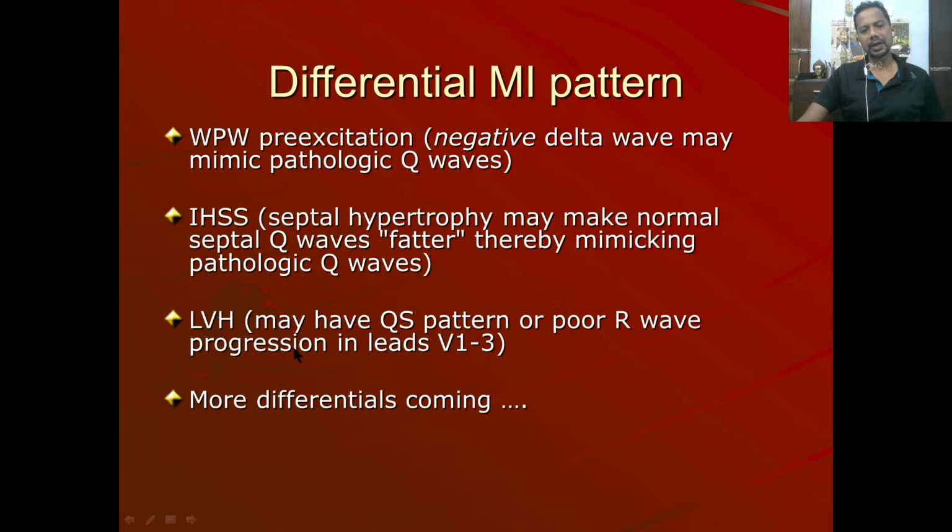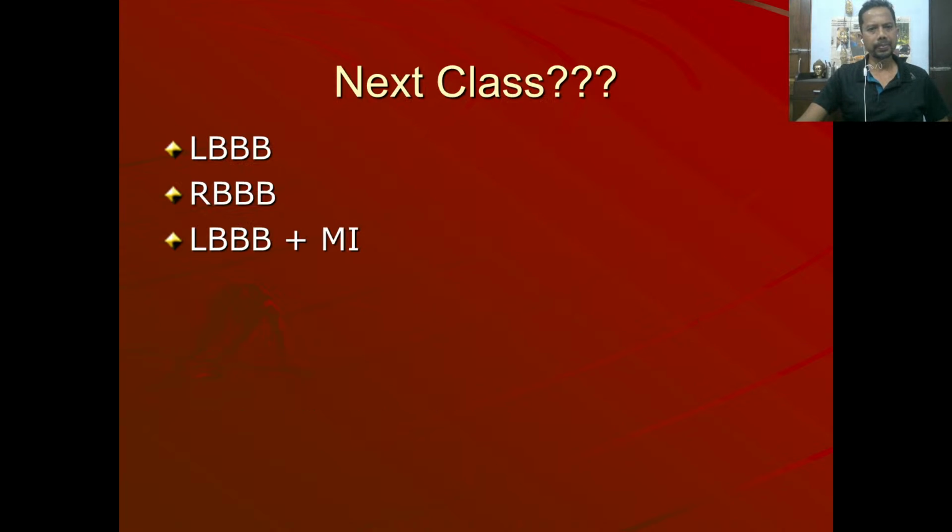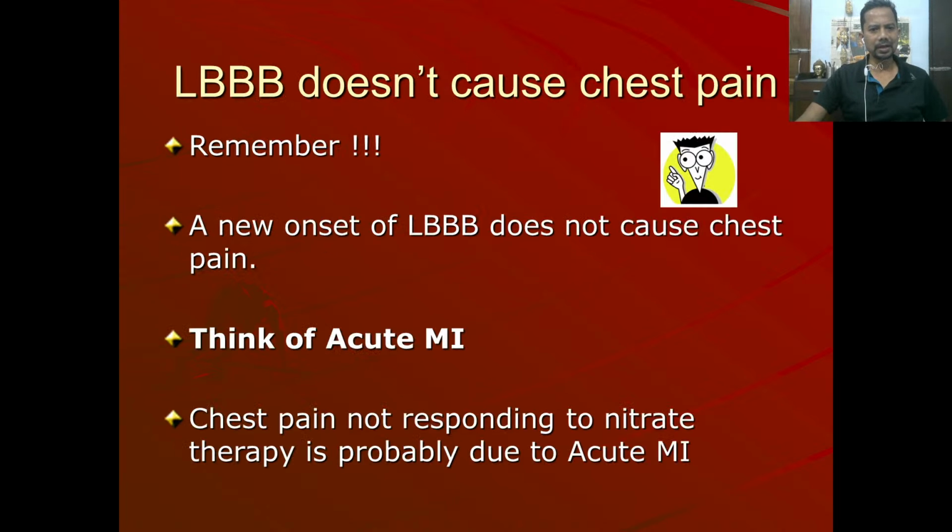Then LVH, left ventricular hypertrophy, it may cause a QS pattern or poor progression of R waves from V1 to V3, because the LV is so dominant. Otherwise also the LV is so dominant in the ECG complexes from V1 to V6, and imagine there is severe left ventricular hypertrophy. It will not let the right ventricular leads V1, V2, V3 manifest. So this is a previous slide, we have already done this.